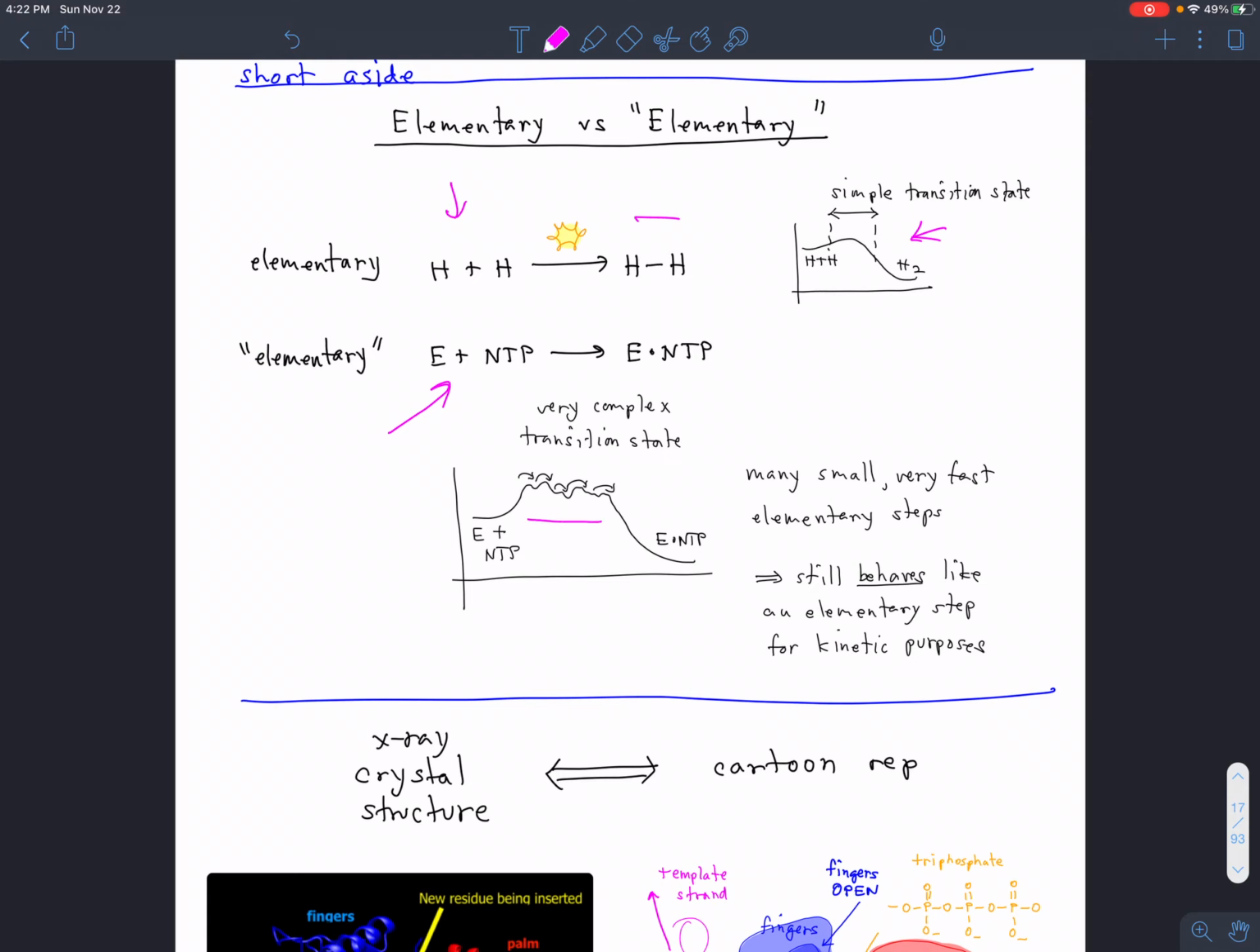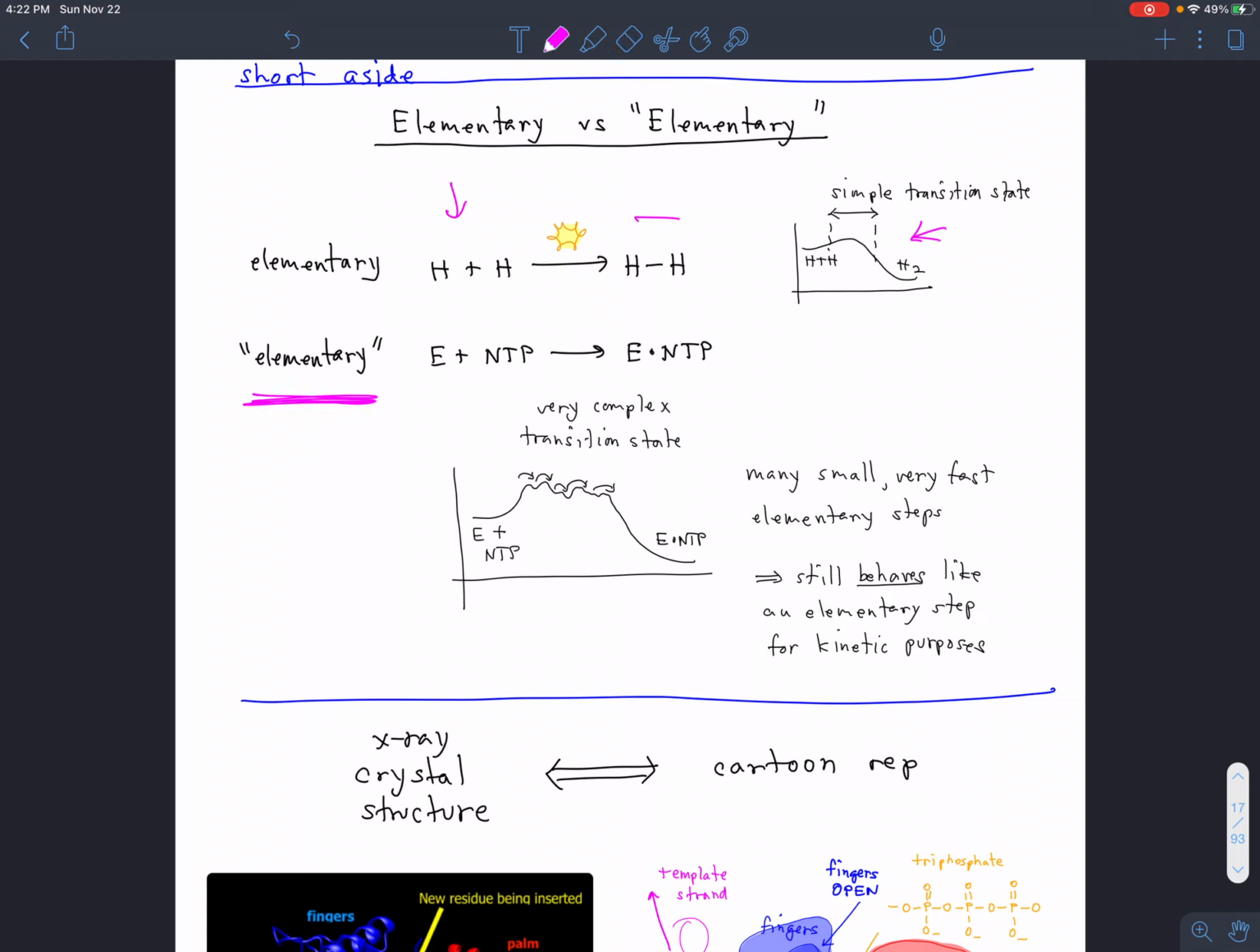There's actually a whole bunch of steps that are truly elementary, but they're all very fast. It's a rugged top, an energy hill that's got a whole lot of corrugation and jumps on it. But since it happens fast enough, much faster than anything that comes before or after, we can still treat it as an elementary step.